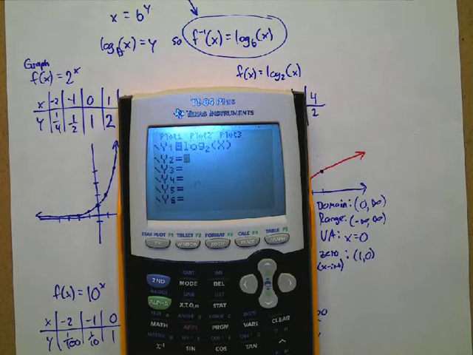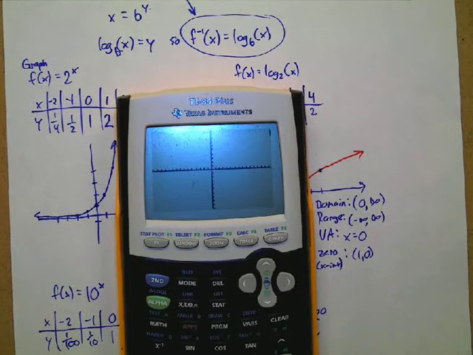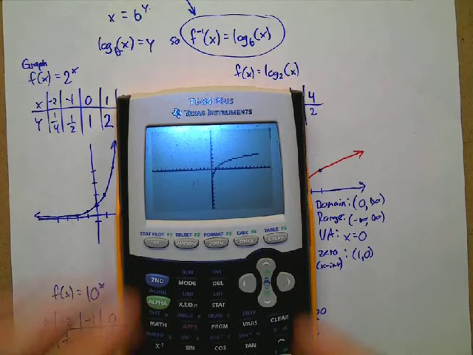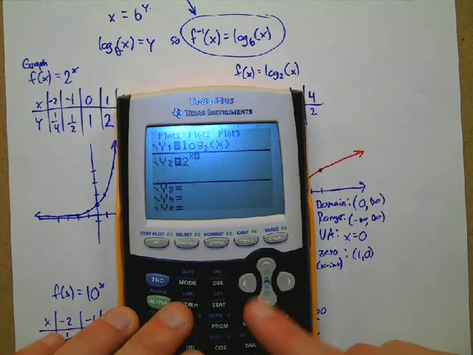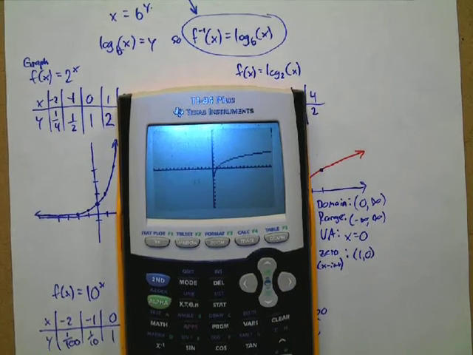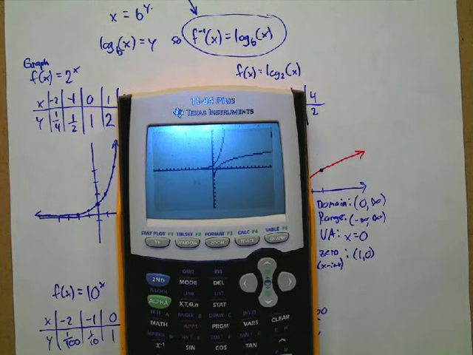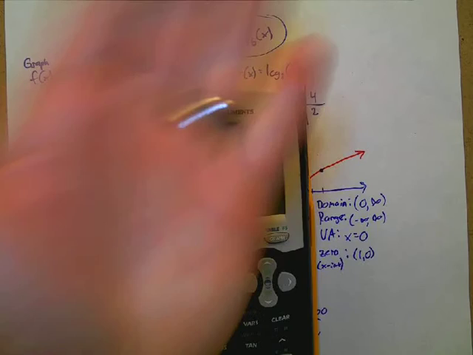And so you can graph that. There's log base 2 of x. I'll also graph 2 to the x as well, so you can see it. And I'll graph y equals x, so you can see that line of reflection. So there's 2 to the x, and then there's the line of reflection. You can see how they are reflections there.